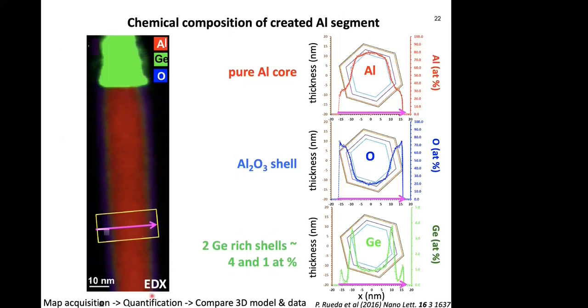This map is quantified, and the profile is then compared with a 3D model of the nanowire. This approach was developed by Eric Robin, and it was first published in this paper in 2016. And what we see is that we obtain a best fit between the experimental profile and the model using a nanowire with a hexagonal cross-section. And then we find that we have a core of pure aluminium surrounded by a shell of aluminium oxide. And on both sides of this shell, we have a layer that is maybe even pure germanium.